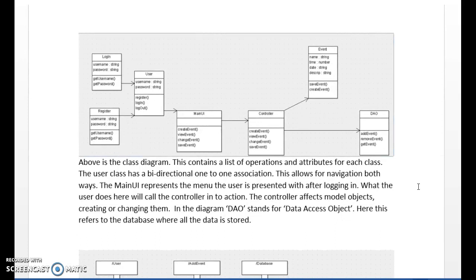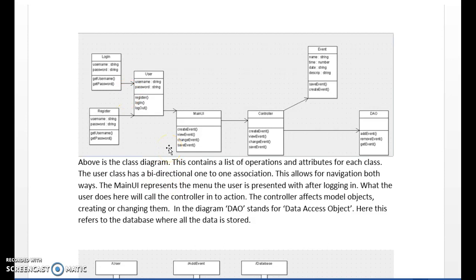The first thing to note is the user class here has two bidirectional one-to-one associations, meaning that it can go either way between, for example, user and register or user and login. Next up is the main UI. The main UI represents the menu the user will see when they've logged in. It has operations, which in turn will call the controller, which will affect the model objects being event and the DAO. The DAO stands for data access object, and in this diagram is the database, which is where the data is stored.